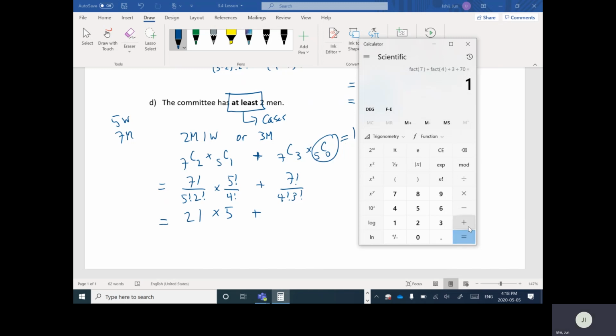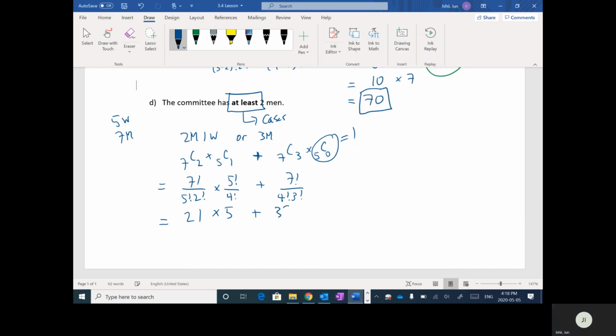No, that's not right. Let's try that again. 7 factorial divided by, well, I think I just put in brackets, bracket 4 factorial times 3 factorial. Close the bracket, equals, okay, that's more like a 35. So this is going to equal 21 times 5 is 105 plus 35. So the answer there is 140.